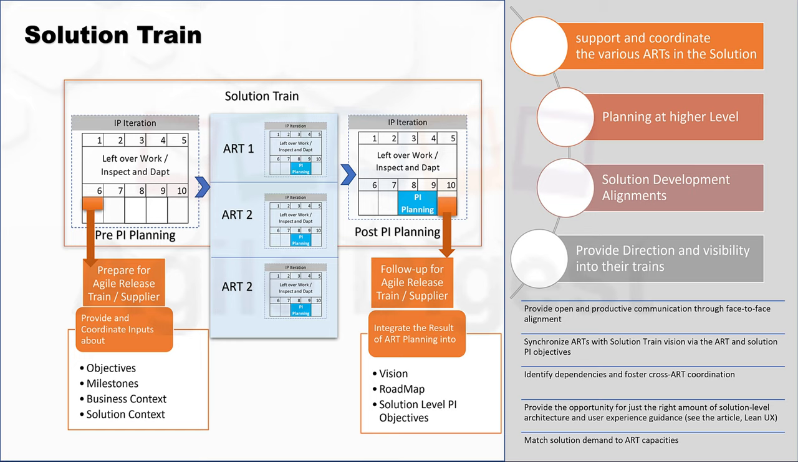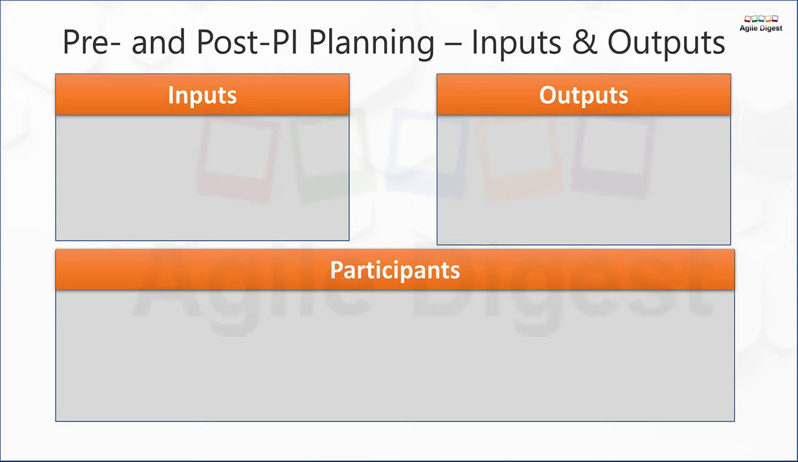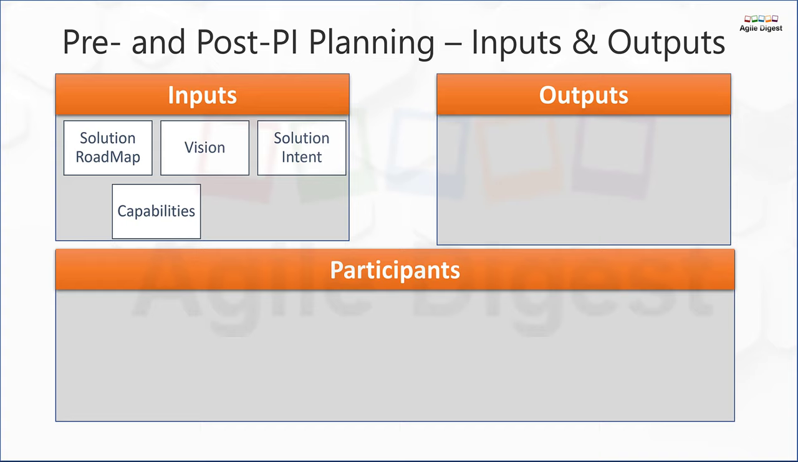If you want to read, you can just pause here and read that. I'll just go ahead and talk about pre and post-PI planning, and what inputs and outputs we have. Inputs for pre and post-PI planning can be the solution roadmap, vision, solution intent, capabilities, and solution enablers. These all come as input for your solution train pre-PI planning and post-PI planning.